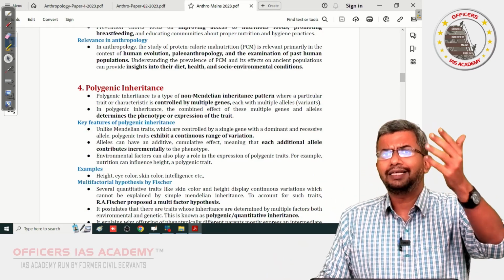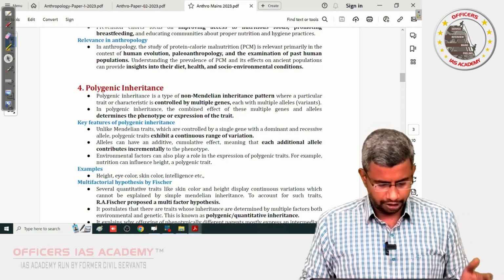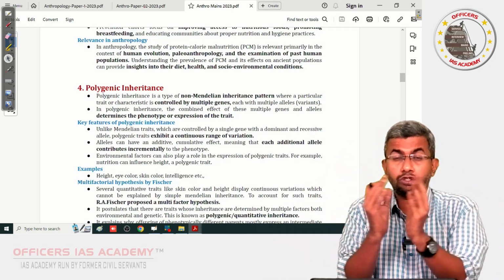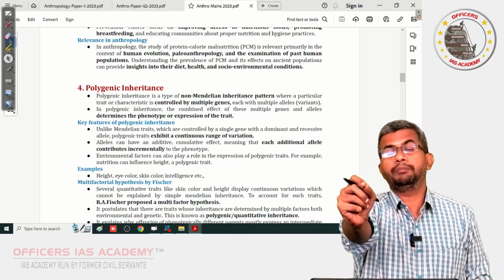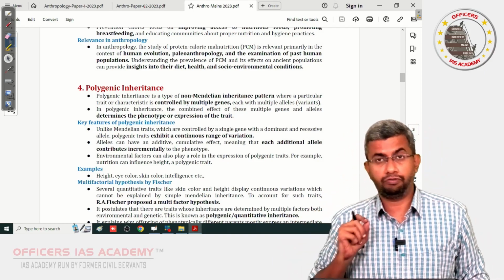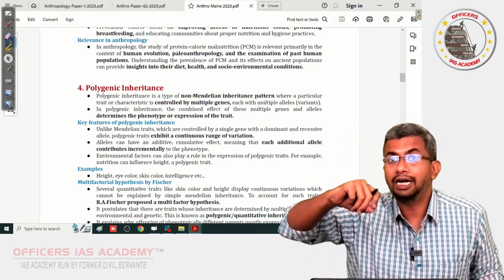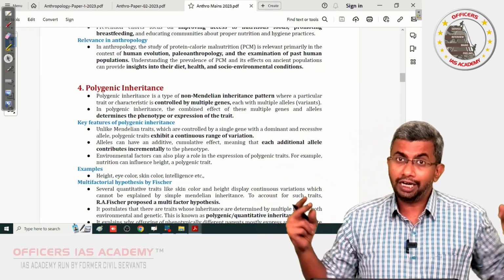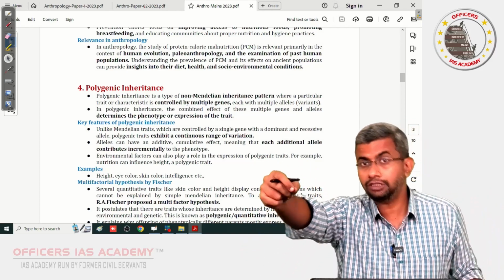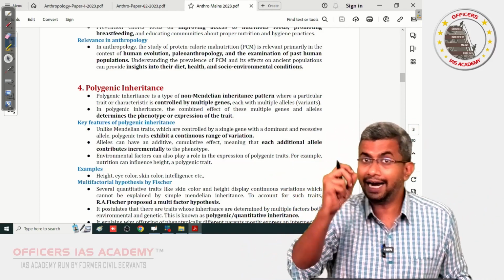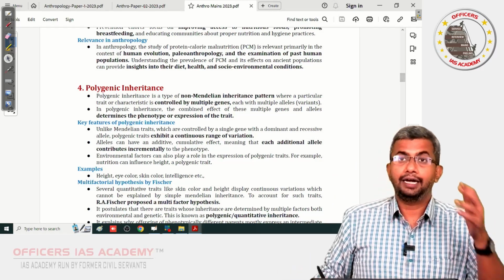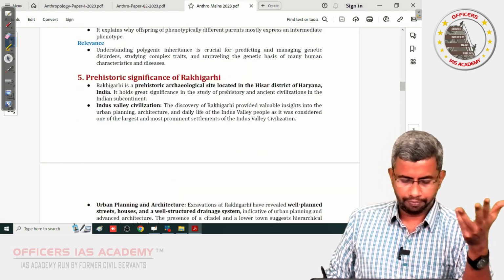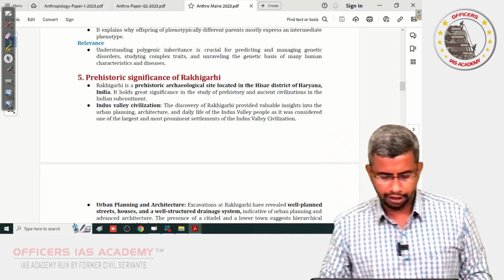And what are the examples of such polygenic inheritance? Height, eye color, skin color, intelligence. There are various genes, so it is not one genetic material or one allele which is responsible for these traits. There are multiple genes, and environment also to some extent may play a role. But more importantly, different alleles play different roles in the expression of the phenotype, and that is what is polygenic inheritance, and it is helpful in the multifactorial hypothesis by Fisher, right? So that is the polygenic inheritance.